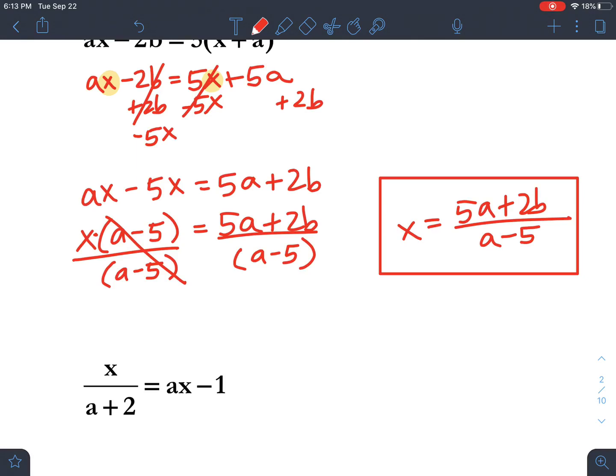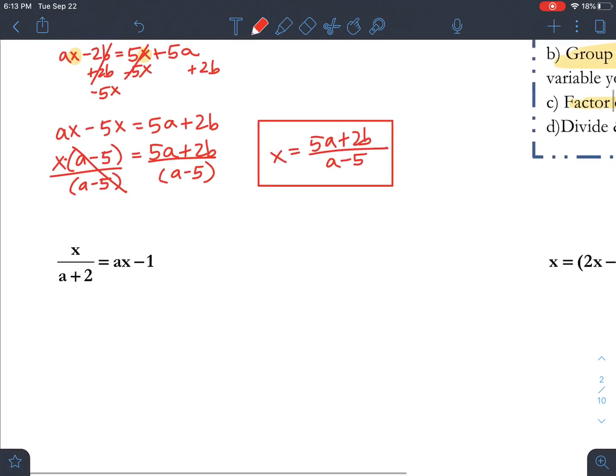Okay, let's try another one here. So x over a plus 2 is equal to ax minus 1. I would probably put this over 1, because then you can think of that cross multiplication idea, but it's up to you guys. Either way, that's one way that's going to happen. So x times 1 is x, and we get ax minus 1 times a plus 2.